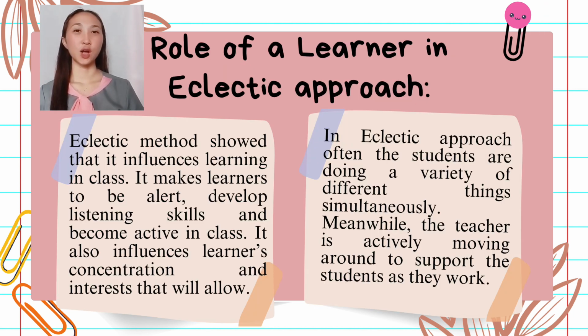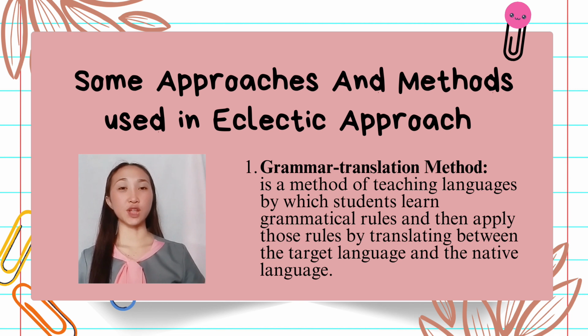In eclectic approach, often the students are doing a variety of different things simultaneously. Meanwhile, the teacher is actively moving around to support the students as they work. So at any time, small groups or pairs might be doing different tasks, like reading in one corner or speaking role play in another. So the teacher circulates, helps, and gives feedback, while the students learn to be more independent and collaborative.